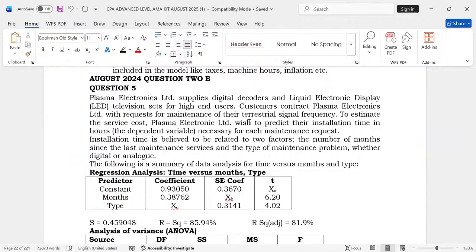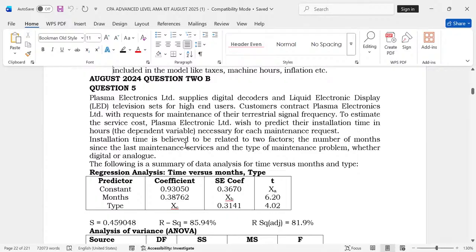To estimate the service cost, Plasma Electronics Limited wishes to predict the installation time. So the installation time is their Y. What they want to be predicted always goes to Y. In hours, which is the dependent variable, is the Y variable necessary for each maintenance request.